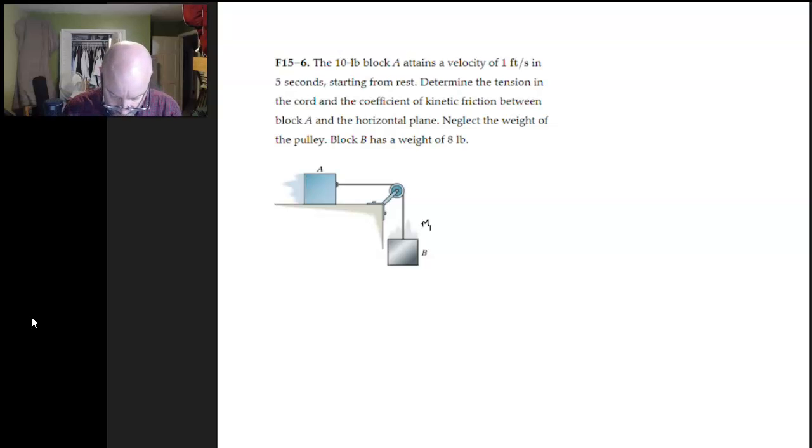Mass of B. We are in English units, pounds here, so this is going to be 8 pounds over 32.2 feet per second squared. And block A, MA, is 10 pounds. And I'm just going to put over g right there like that.